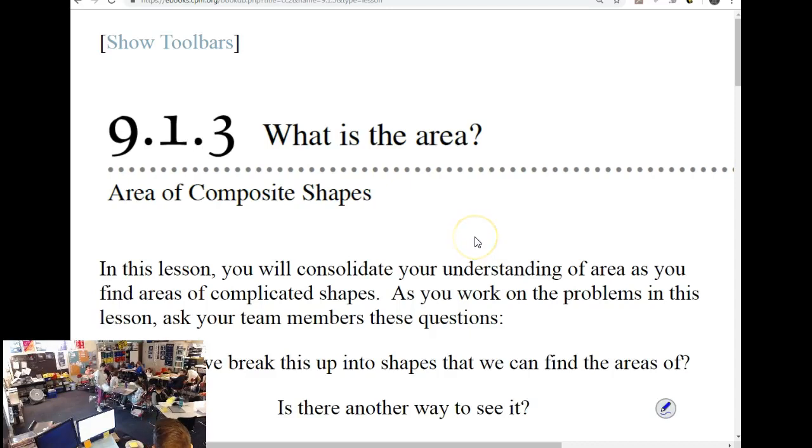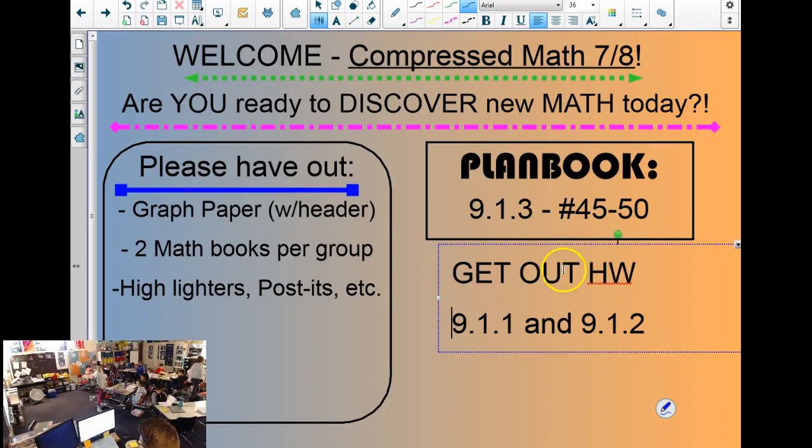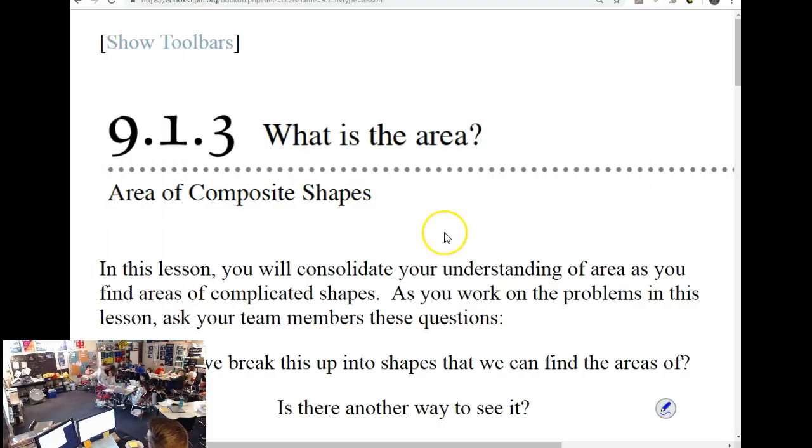Sense if you guys goof around while I'm on the phone. So here's your homework. No, that's not your homework. This is your homework for today, 45 to 50, so I'm thinking we will likely have a little bit of time to work on.